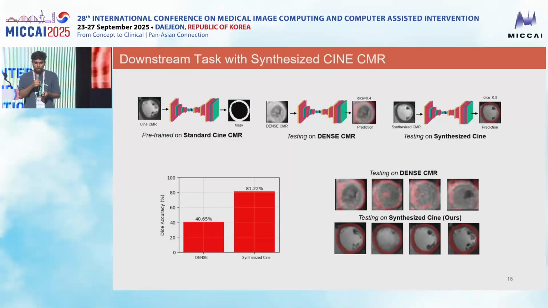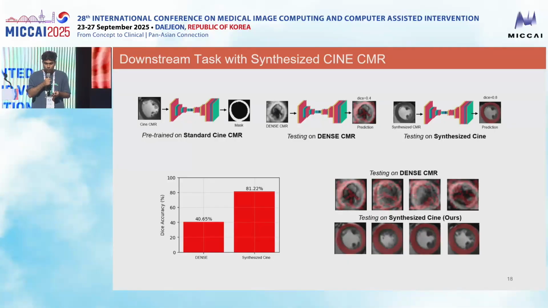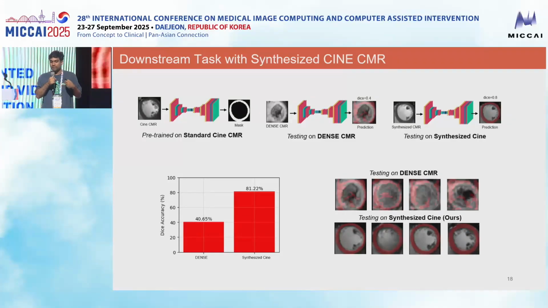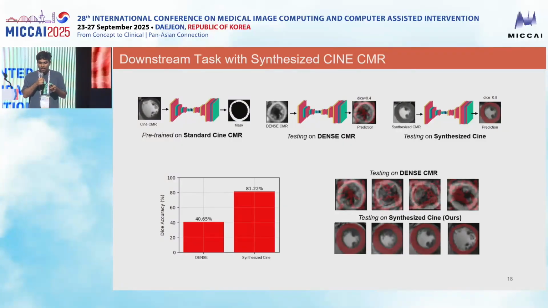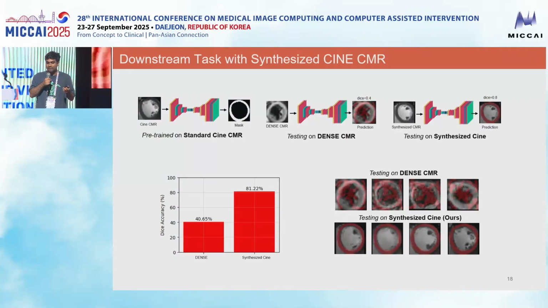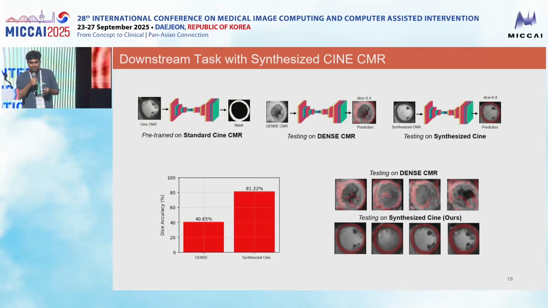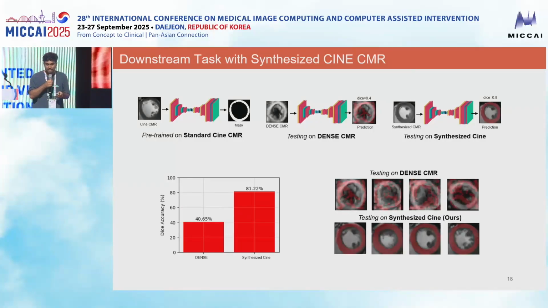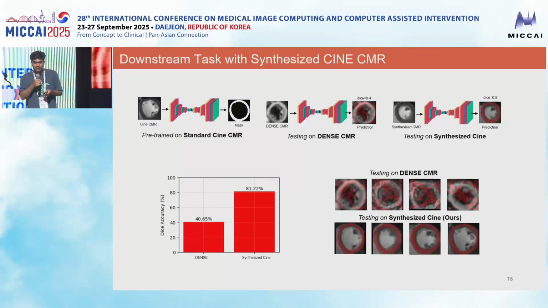Then we evaluate our model on the downstream segmentation task. We have a pre-trained standard cine CMR 3D U-Net, and then we test that pre-trained U-Net on DENSE CMR images, and we get a Dice score that degrades significantly. But when you test on our synthesized CMR images, the Dice score is better retained. And those are some animations of the segmentation visualization from our model, and also from testing directly on DENSE CMR videos.